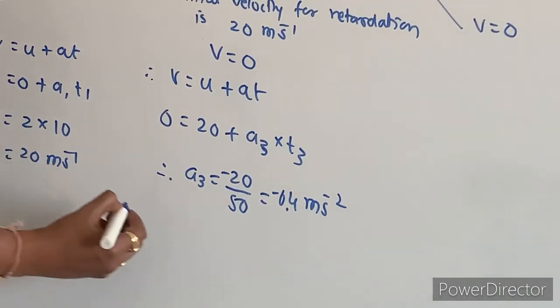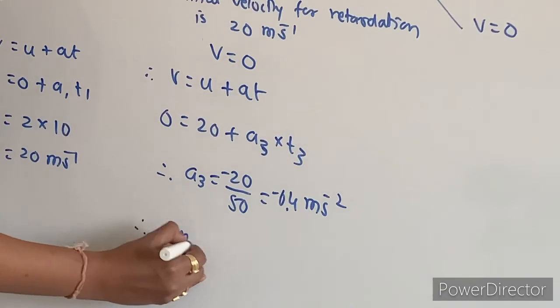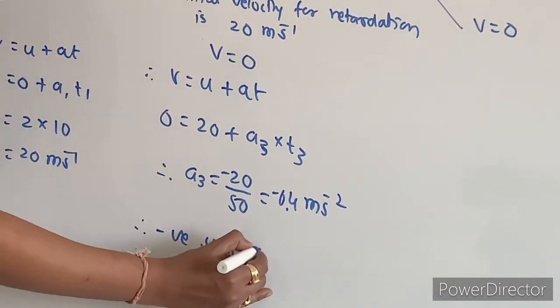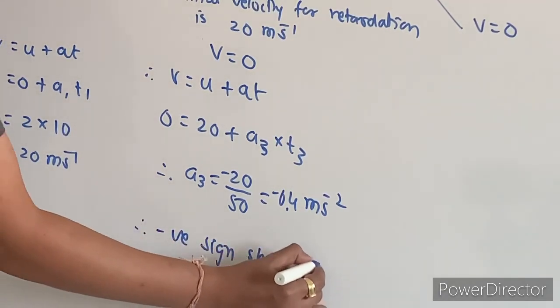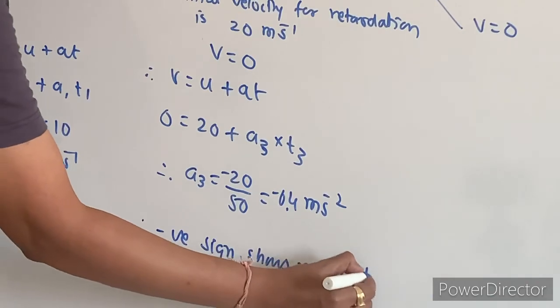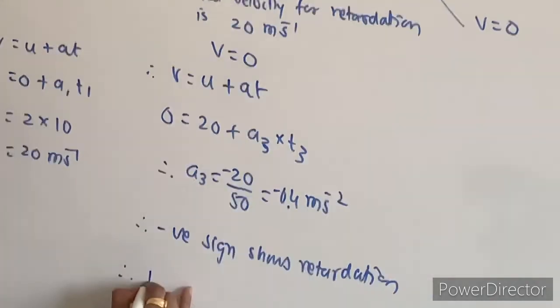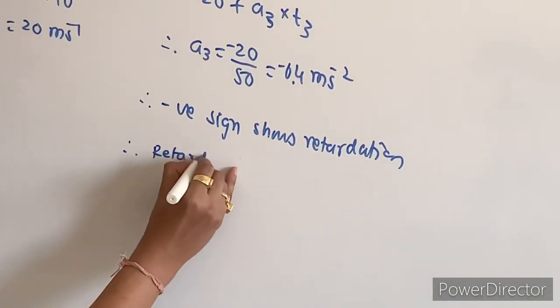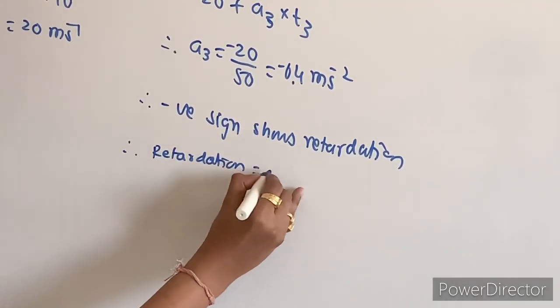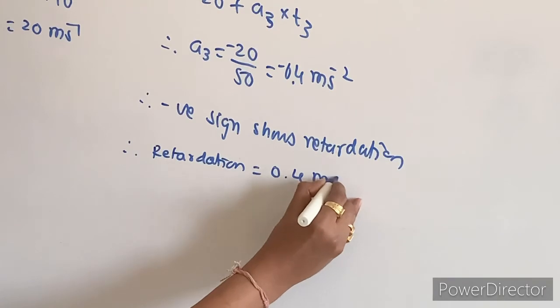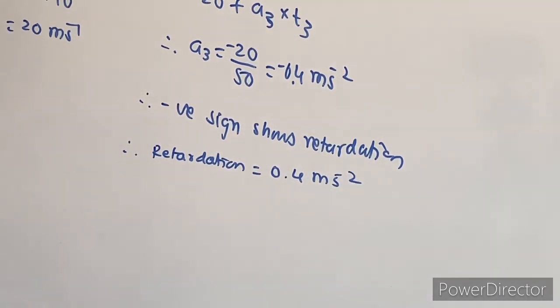So the negative sign shows retardation. Therefore retardation is equal to 0.4 meters per second square. This we got for the second one.